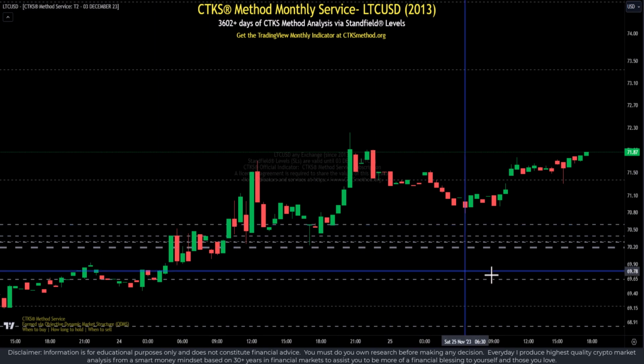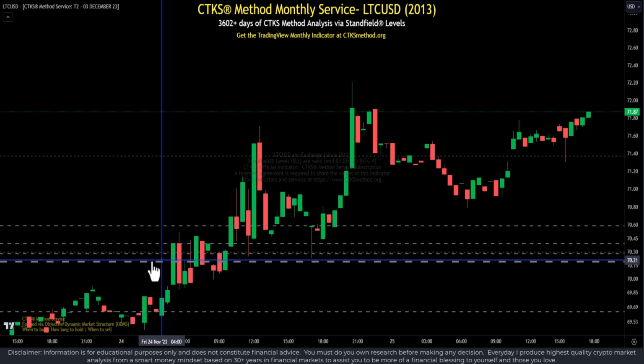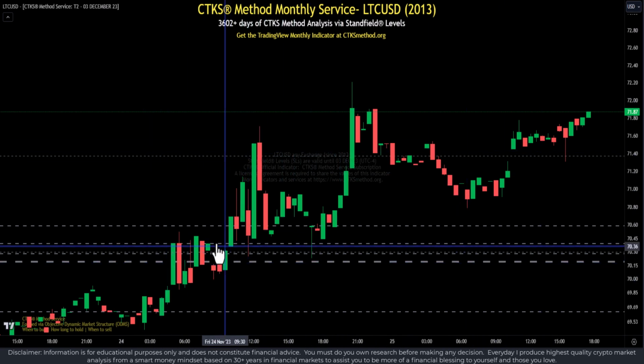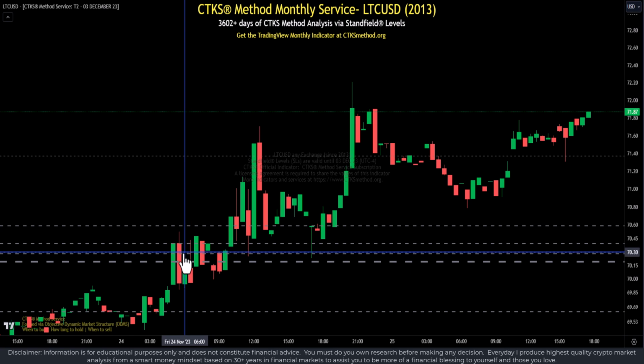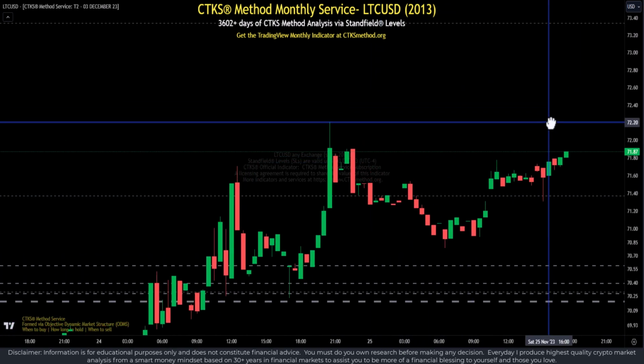Now, what do we see? We see something completely different. Wow, look at Litecoin. Litecoin has gotten above all of that structural resistance. It's come back and reconfirmed it as structural support. And look at this, it's starting to gather momentum.